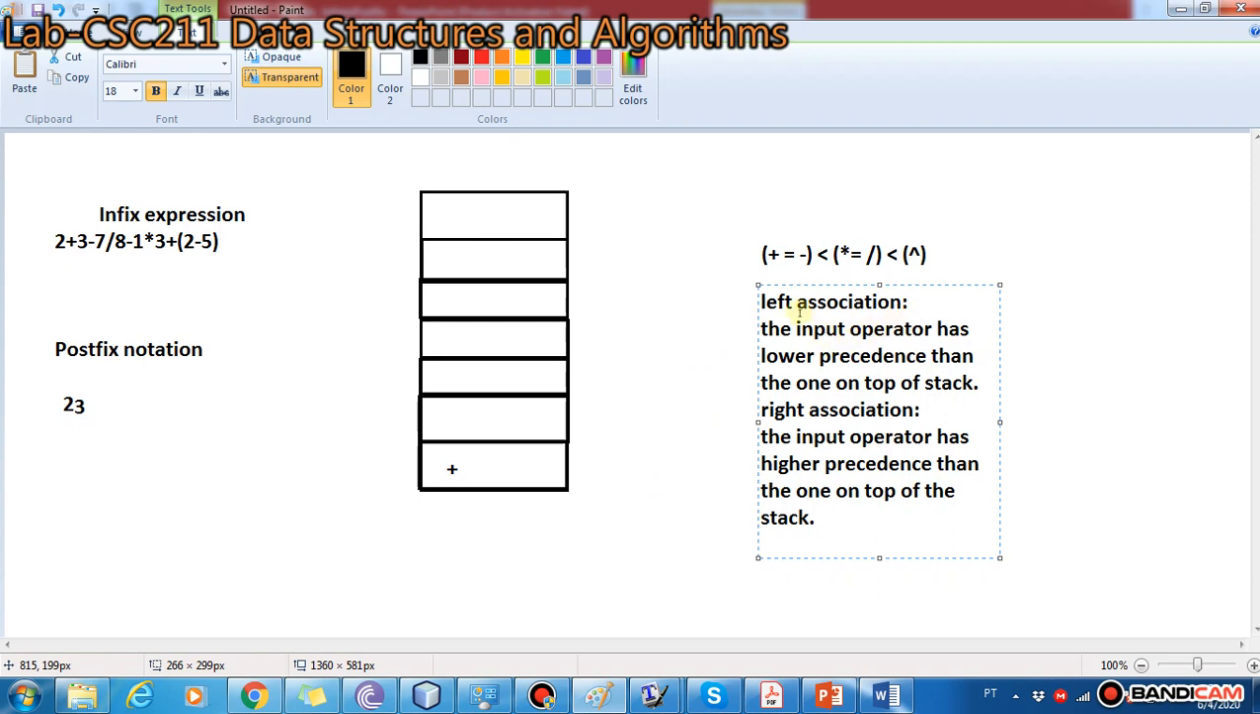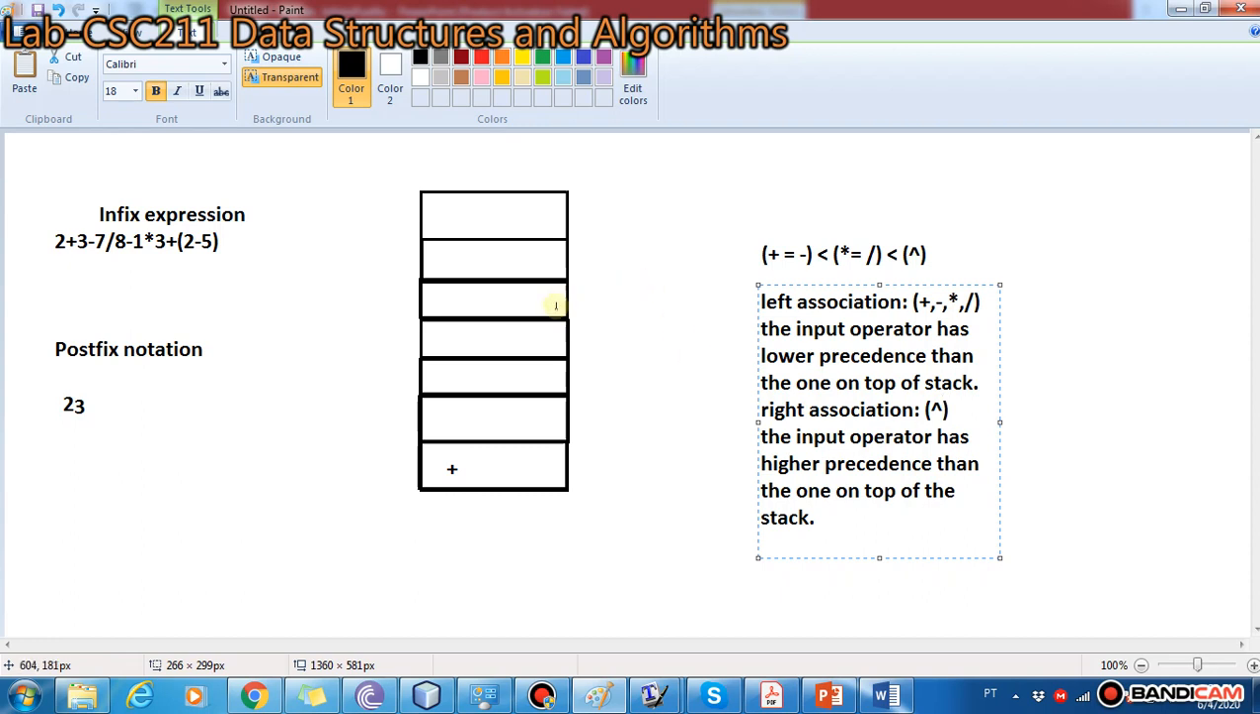Just to reiterate, whenever the precedence of the input operator and the operator on the top of the stack is equal, then we go for association. If it's left association, which is the case with plus, minus, multiplication and division, all these operations follow left association. Only the exponentiation operation follows right association.